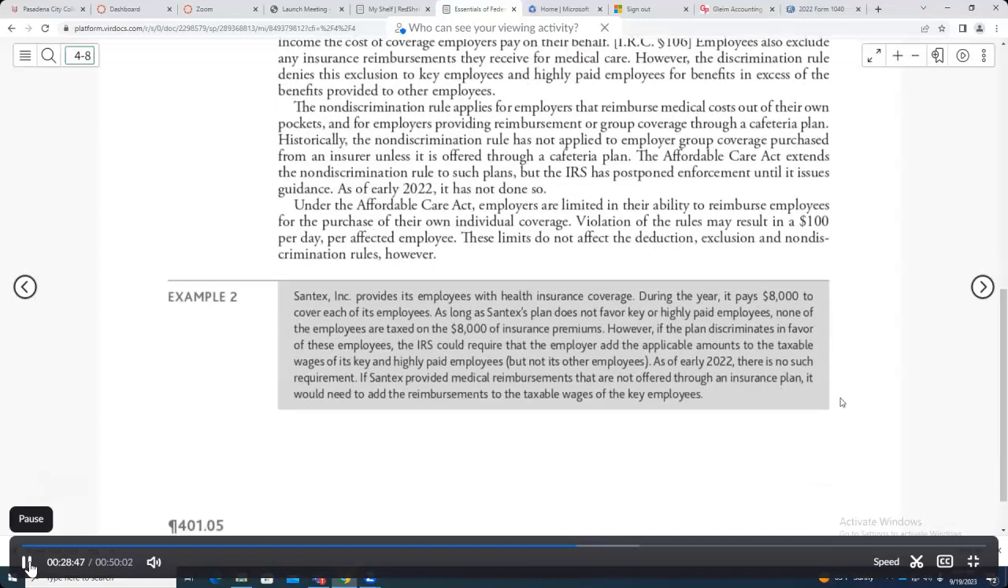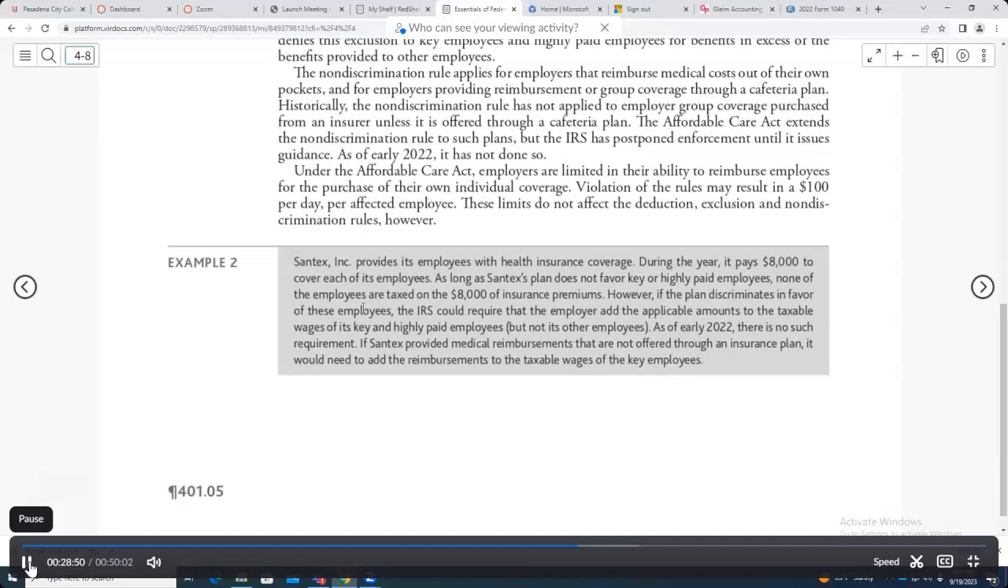Okay, so we covered this much. And let's look at this example.